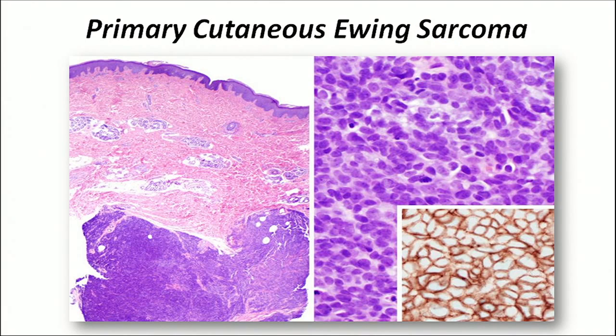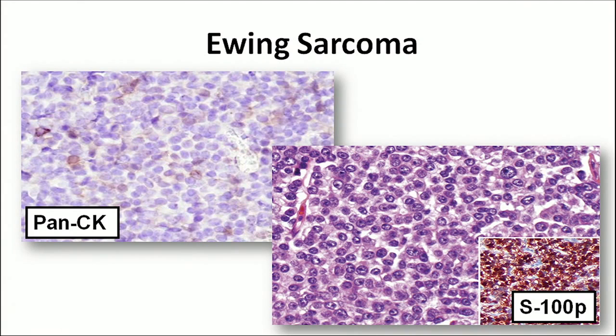And just another case here showing the relatively classic Olympic ring type CD99 reactivity. But unfortunately, we don't always get that in Ewing's. So here's a case of Ewing's that was confirmed as well. They often have a little bit of low molecular weight keratin scattered within them. This one, the nuclei look a little bit more aggressive, and they were actually S100 positive.